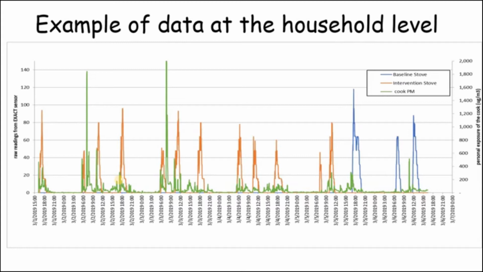And that's an example of the data we get at the household level. On the left y-axis, you have the temperature from the Exact sensor, and that's the orange trace that we see here. The blue trace is for the baseline stove, and the green trace, you see the unit on the right, is the personal exposure of the cook expressed in micrograms per cubic meter. On the x-axis, we have the time. And so that's one example for one household for a couple of days.